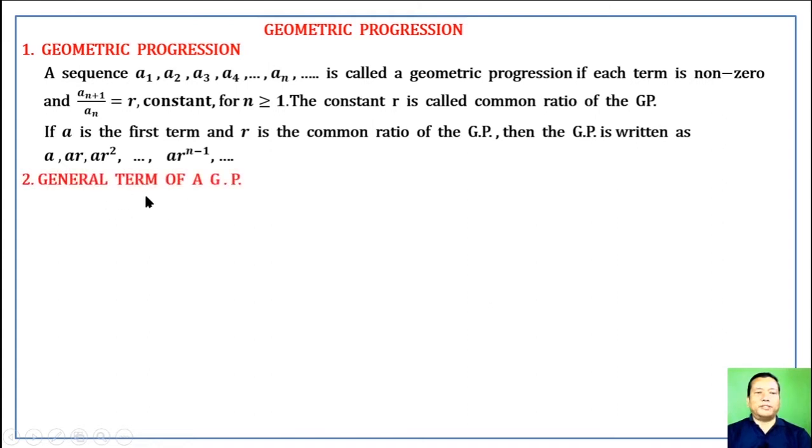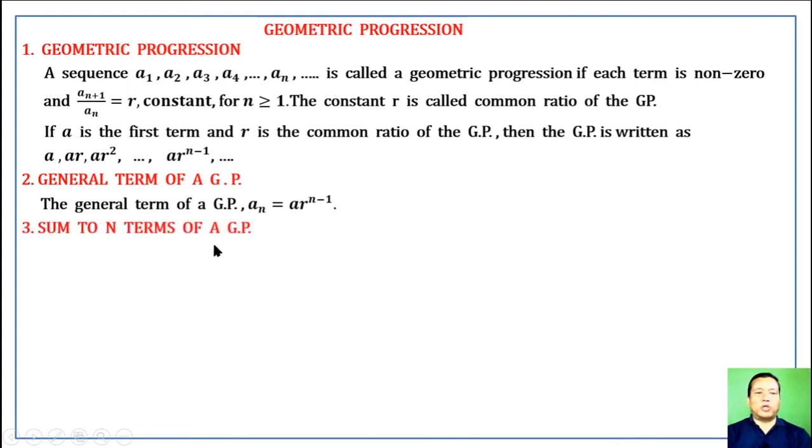General term of a GP. The general term of a GP is denoted by an. In the above GP, its value is a times r to the power n minus 1. It is the general term.